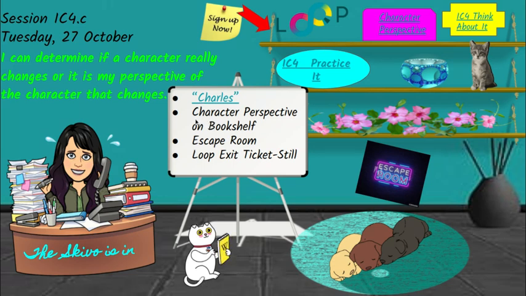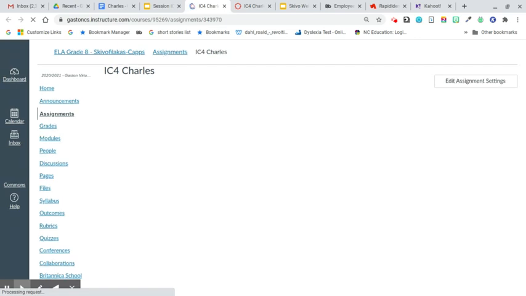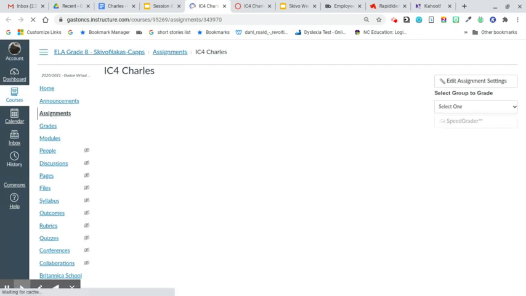All right, that being said, I want you to go to Canvas and assignments, and I want you to open up the guided assignment that's called, I think, IC4 Charles. This is a story written by the short story author Shirley Jackson. She's very big on irony. That's why I like her a lot. Let us wait for this to load.